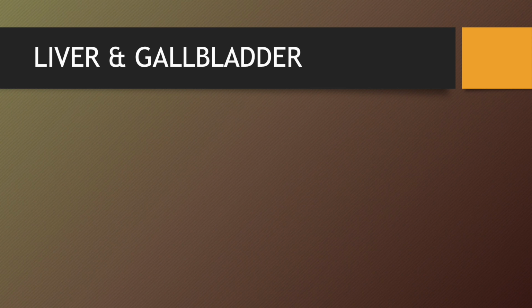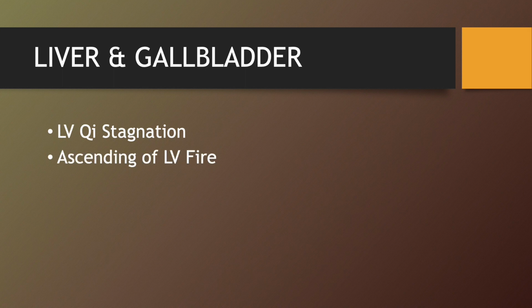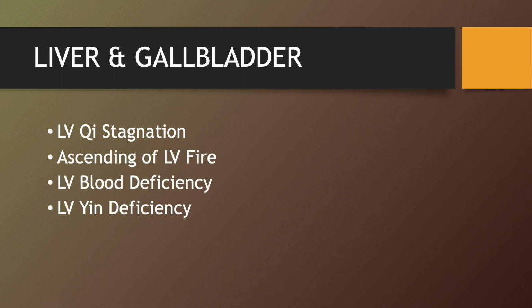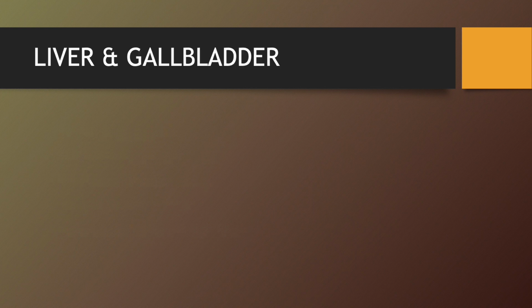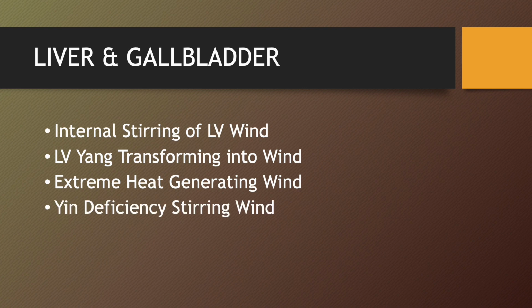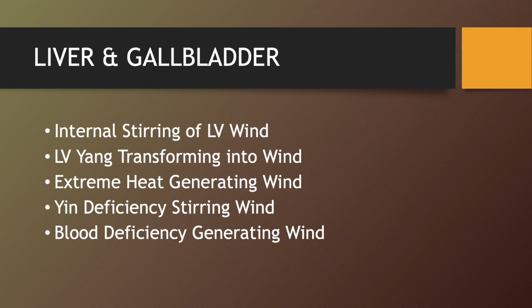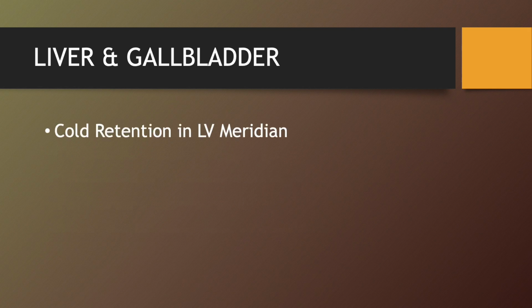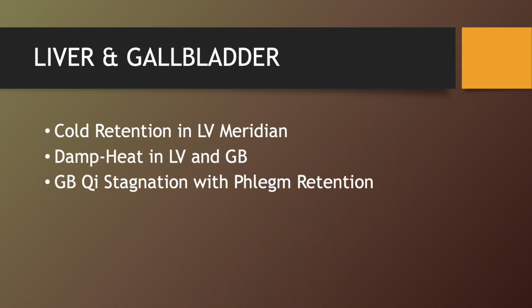Liver and gallbladder: we discussed the following patterns: liver qi stagnation, ascending of liver fire, liver blood deficiency, liver yin deficiency, hyperactivity of liver yang, internal stirring of liver wind, liver yang transforming into wind, extreme heat generating wind, yin deficiency stirring wind, blood deficiency generating wind, cold retention in the liver meridian, damp heat in the liver and gallbladder, and qi stagnation with phlegm retention.